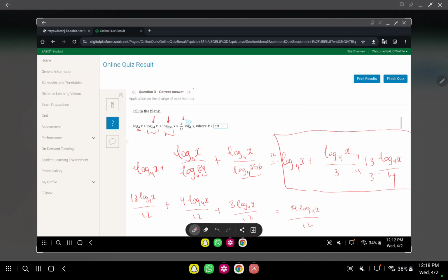And they write it like this, k over 12 log base 4 x. So 19 over 12 log base 4 x. Nice and easy. Okay, so k is 19.